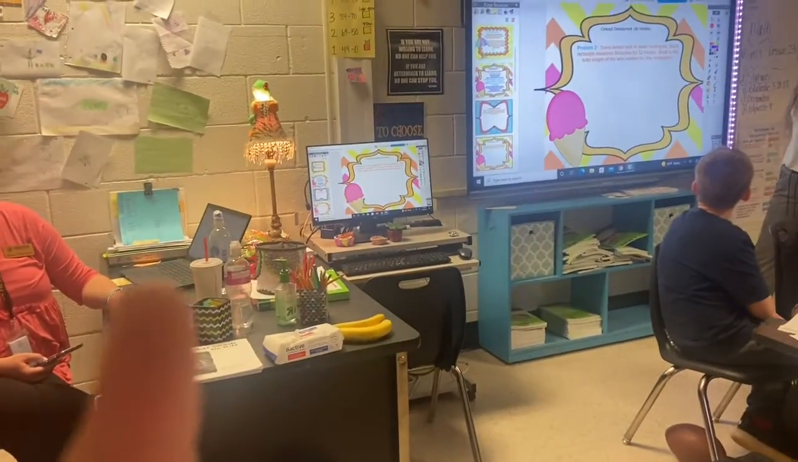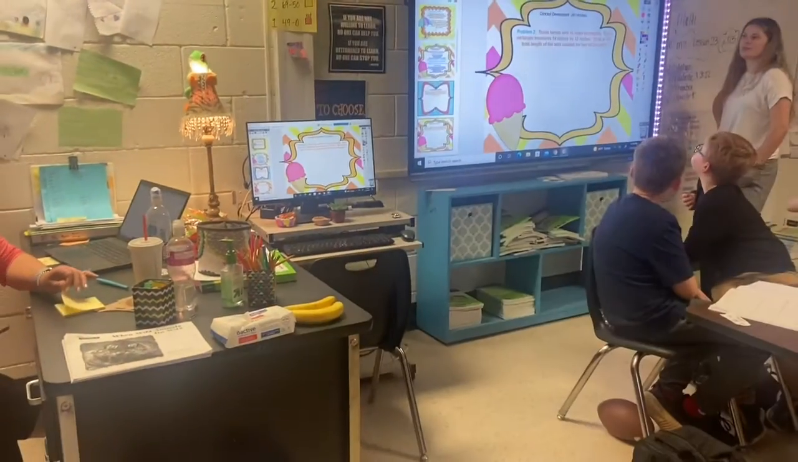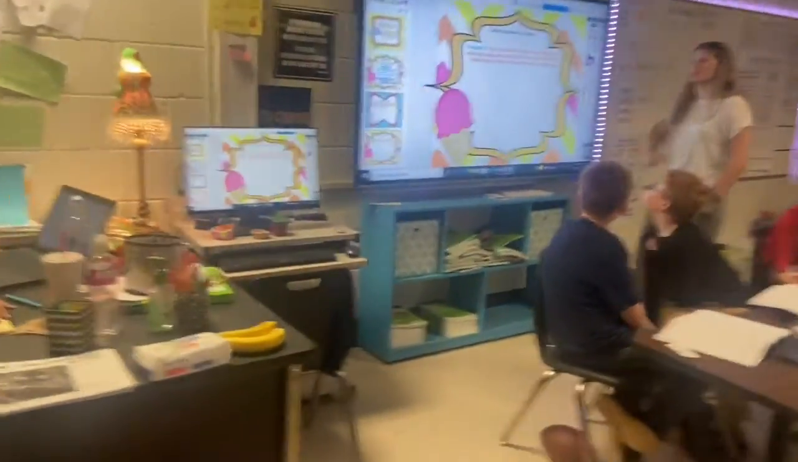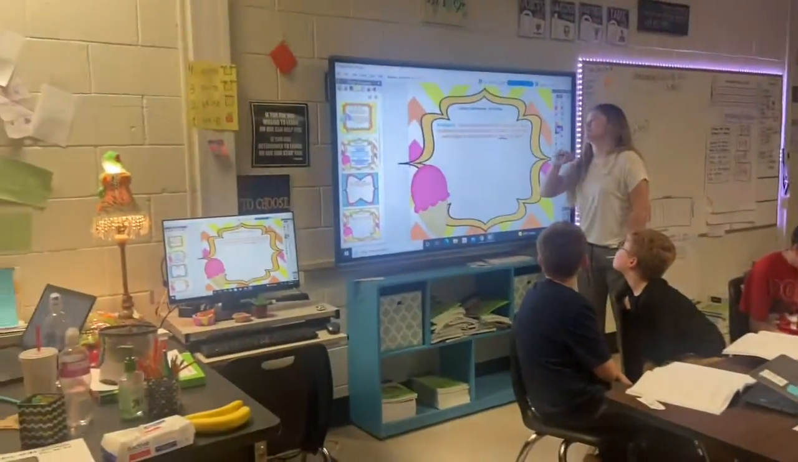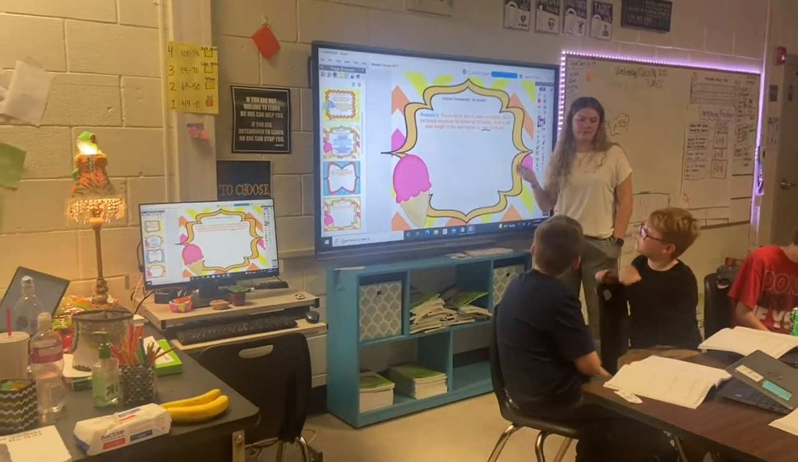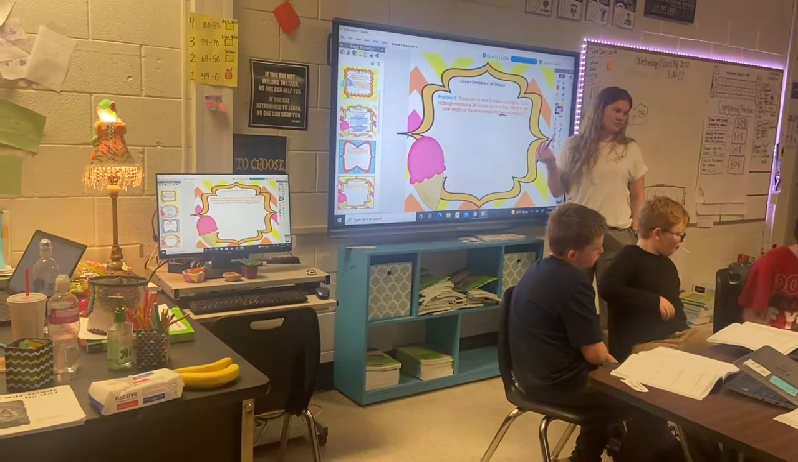Okay, let's look at problem number 2. It says, Travis bends wire to make rectangles. Each rectangle measures 34 inches by 12 inches. What is the total length of the wire needed for 2 rectangles? So first we got to find the perimeter, and then we got to multiply. So I'm going to give y'all a minute to work with a partner, and then I'm going to pick someone to come up and show it on the board.